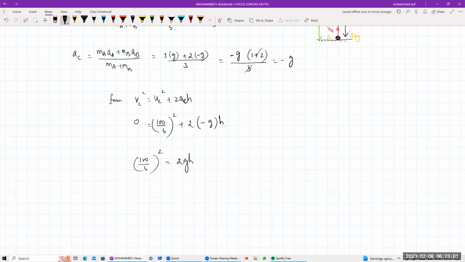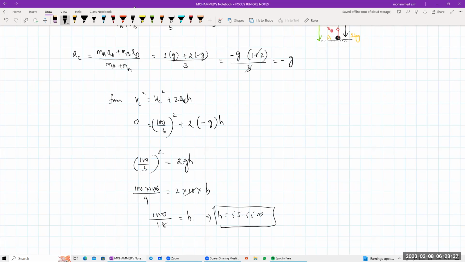So it is 100 into 100 divided by 3 into 3 is 9. That is equal to 2 into G value 10 into H. This one and this one will get cancelled. So it is 100 into 10. That means 1000 by 9, isn't it? That means this will become 1000 divided by 2 nines are 18 is equal to h. So height will be equal to how much? If I simplify it, h is equal to 55.55 meters height.